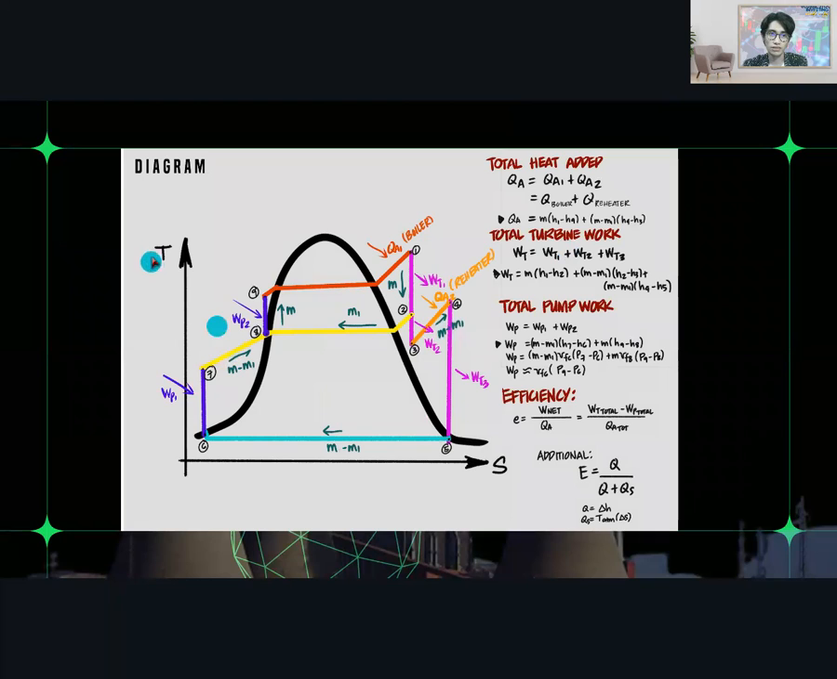Okay, this is also a diagram of the steam power plant. So this will be the temperature, and this will be your entropy. So that's called TS diagram.